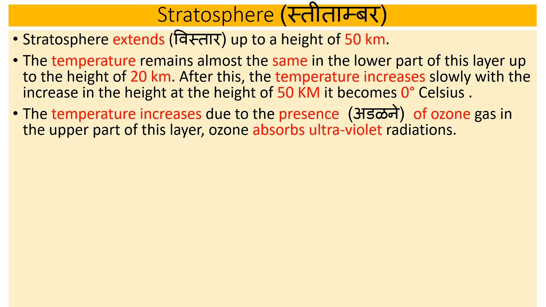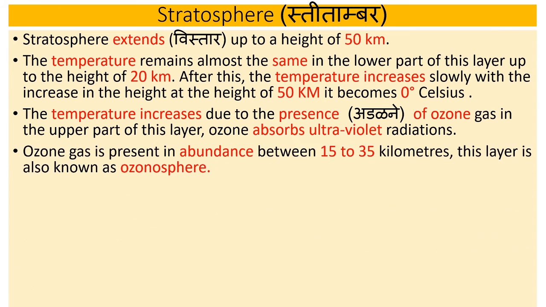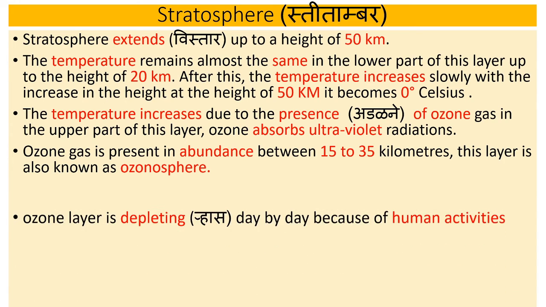The temperature increases due to the presence of ozone gas in the upper part of this layer. Ozone absorbs ultraviolet radiations and that's why the temperature in this layer increases with the height. Ozone gas is present in abundance between 15 to 35 kilometers. This layer is known as ozonosphere.